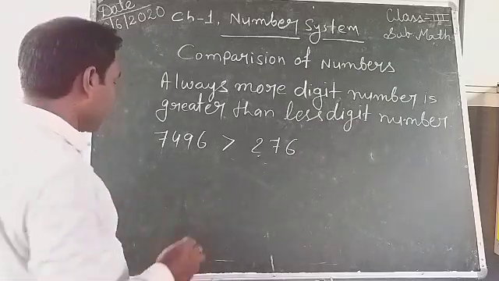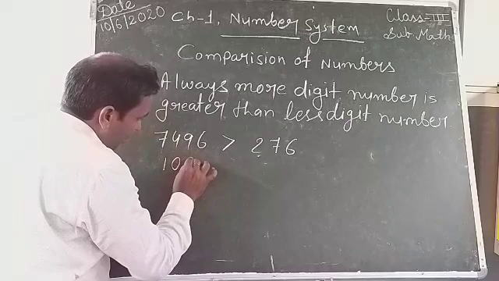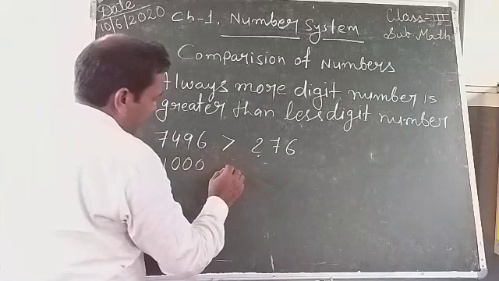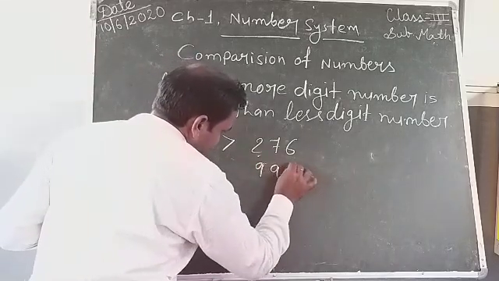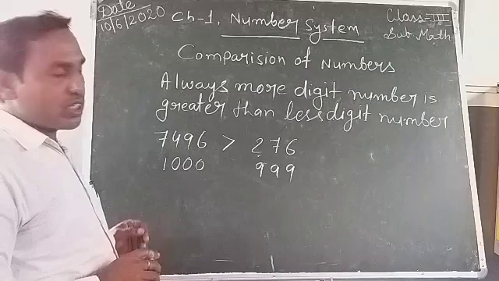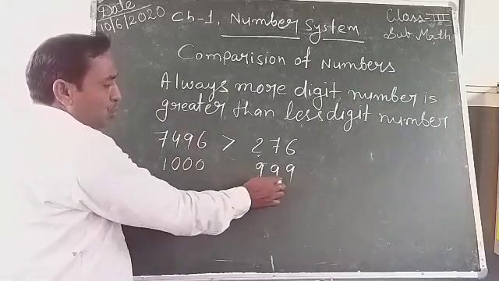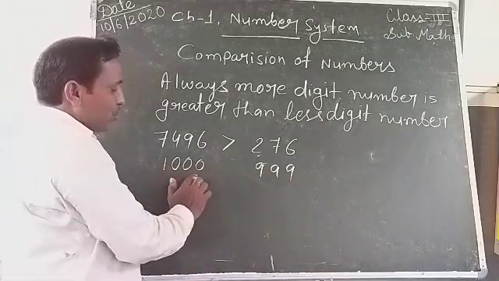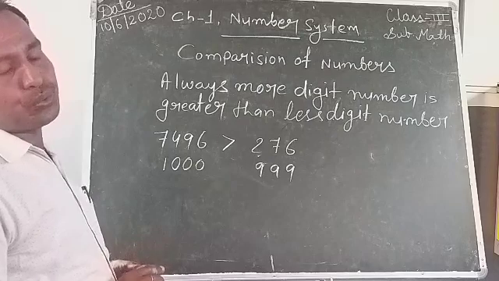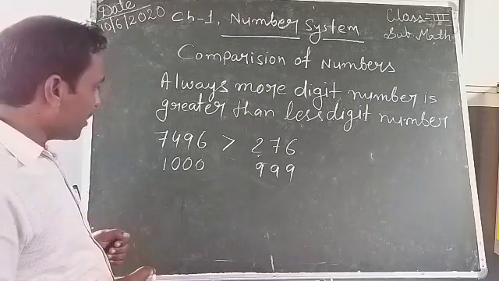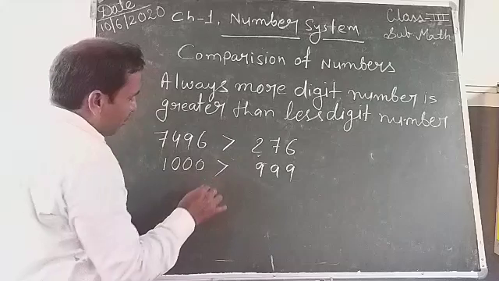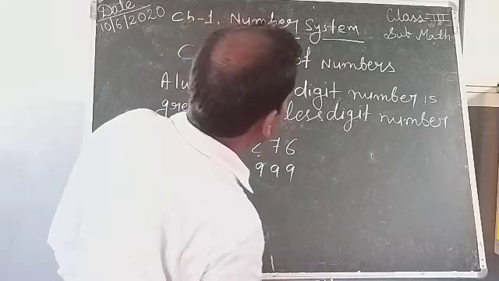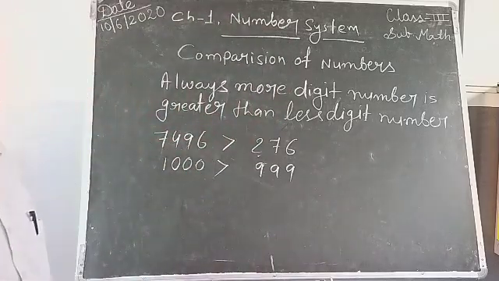One more example you see here. Here I write 1000. It means 4 digit number. On this side 999, a 3 digit number. So if I ask you which one is greater number, then your answer is the 4 digit number, because it is the first rule. Keep in your mind, always more digit number is greater than less digit number.